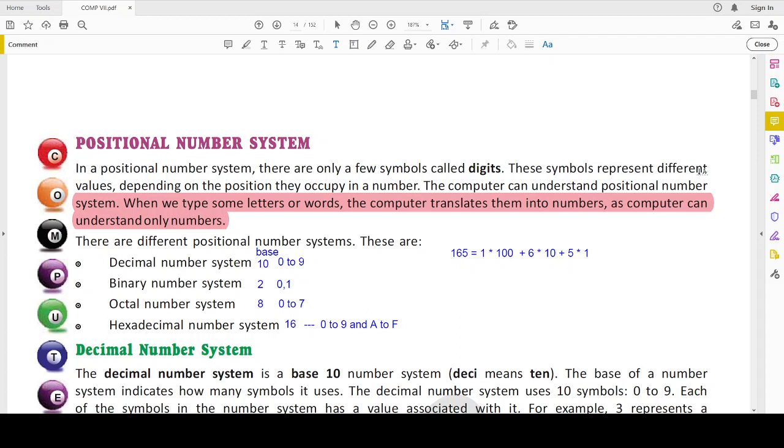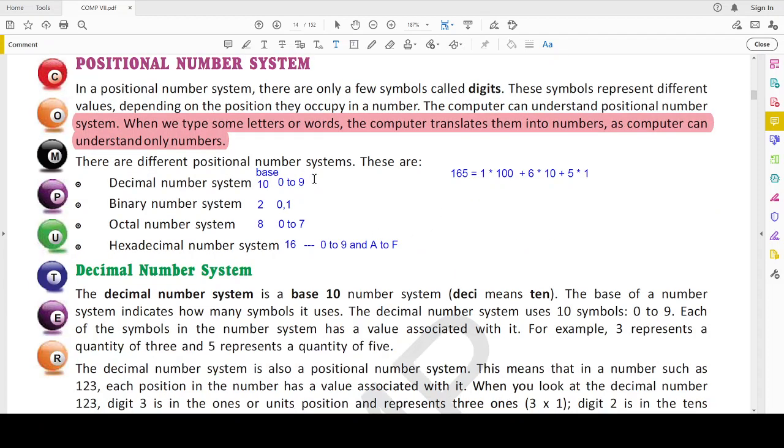So you know the digits that are used for the decimal number system, that is from 0 to 9. It is already written. I think it's not required to write. So 0 to 9 means 0, 1, 2, 3, 4, 5, 6, 7, 8, and 9. For binary, the base is 2. Why? Because there are only 2 digits, 0 and 1. For octal number system, it is 8, 0 to 7. It is 0, 1, 2, 3, 4, 5, 6, and 7.